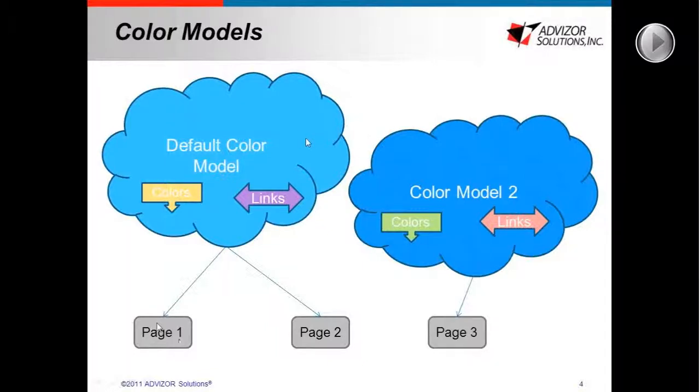And so every project has a default color model. It's automatically created when you build a project. And when you create new pages or add pages, they're automatically assigned the default color model. So if you have a second color model, color model 2, and you want to assign it to page 3, you have to go and manually assign page 3 color model 2.